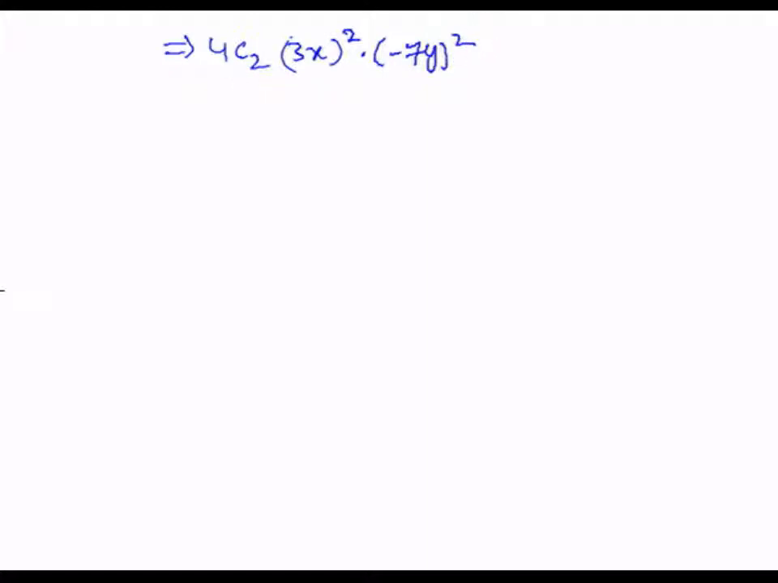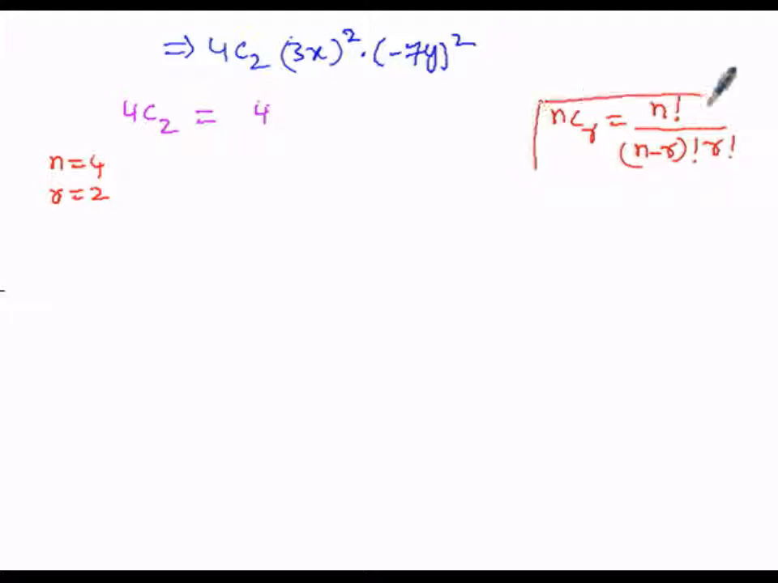Here we are going to find out the binomial coefficient 4C2, based upon the formula nCr equals n factorial divided by (n minus r) factorial into r factorial. Here n is 4 and r is 2. So based upon this formula, nCr is equal to n factorial over (n minus r) factorial into r factorial.